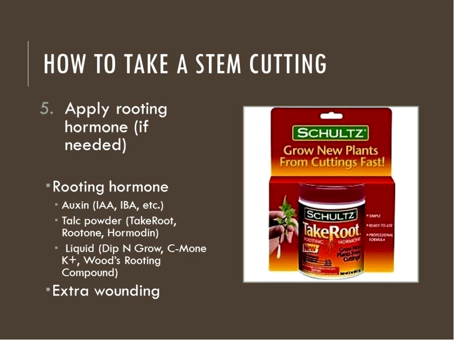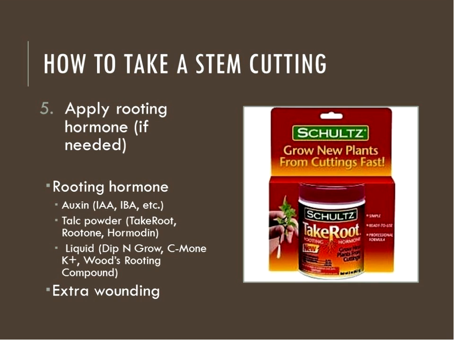If it doesn't have that, if all you see when you look at the ingredients is your general NPK, then it's not a rooting hormone. I don't care what they say on the bottle, it's just a fertilizer. All right, so make sure it has one of those auxin sources in it. You can buy rooting hormones in two different forms. One is a talc powder form, just like the one shown in the picture here. There's a lot of different brands, Take Root, Rutone, Hormidin.